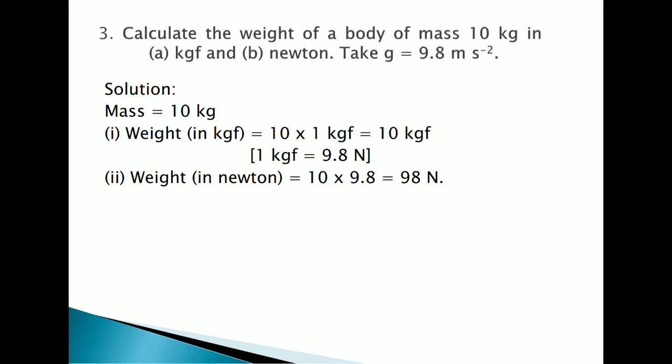Next one. Calculate the weight of the body of mass 10 kg in kgf. 10 in kgf means we have to multiply by 1. So what is the mass? 10 kg. Weight of the body in kgf is equal to 10 into 1 kgf, that is 10 kgf. Okay. Weight of the body in Newton. We have to calculate in Newton. Mass has been given. Weight is equal to F is equal to m into g. What is m? 10. So 10 into 9.8, we will be getting 98 Newton.